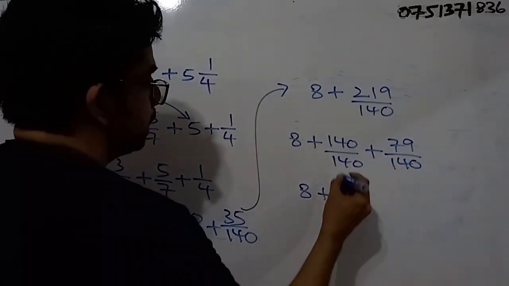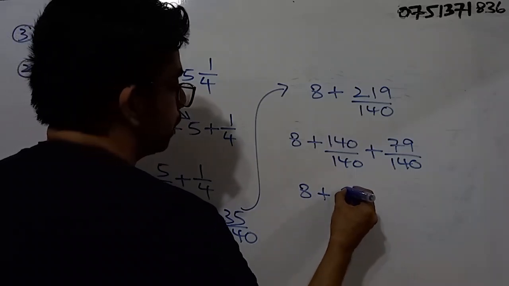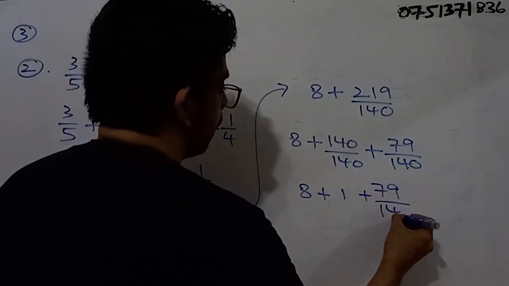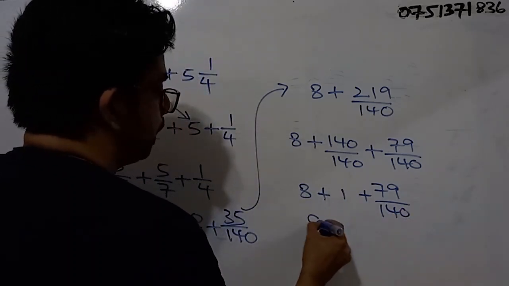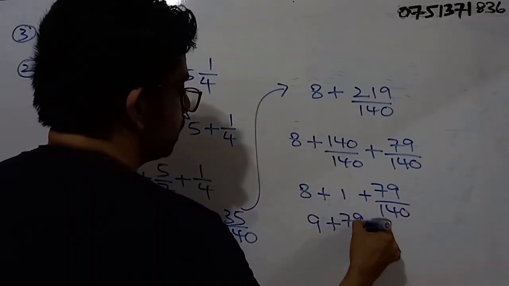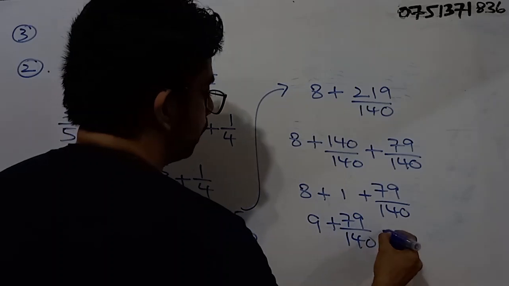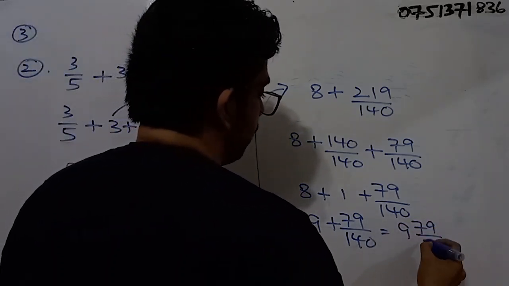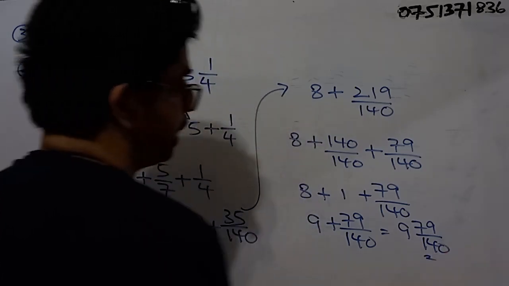So 8 plus 140 by 140 means what? 1 plus 79 by 140. 8 plus 1, that is 9. 9 plus 79 by 140. So what do we get? 9 and 79 by 140. So that's the answer. Right.